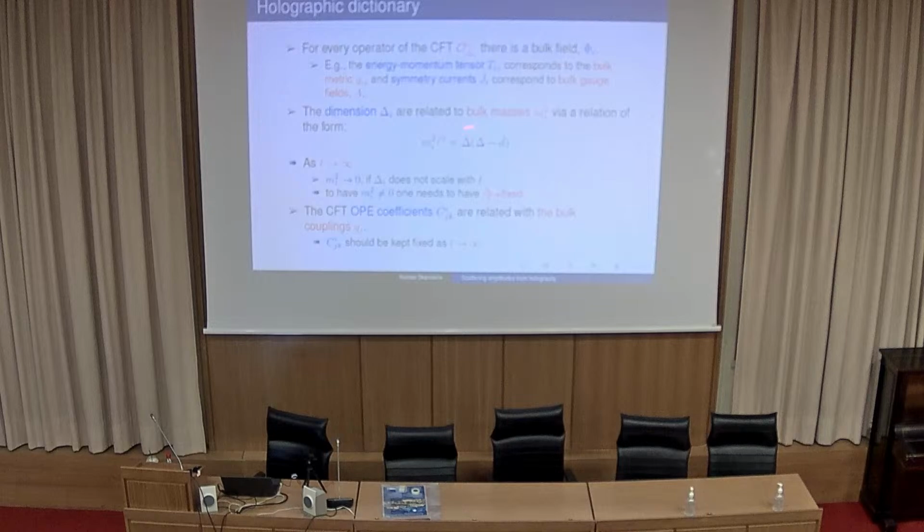On the other hand, if you have deltas which are of order 1, small delta, the low-lying spectrum of the CFT, all of these are going to map to the massless case after the limit. Secondly, as I said, we want to keep the bulk couplings fixed as we take the limit. This means that all OPE coefficients should be kept fixed in the limit.